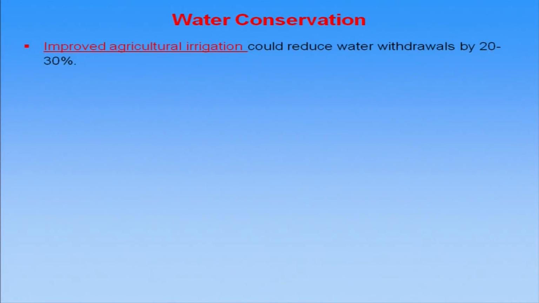So in terms of water conservation, we should improve certain things to have better management of the groundwater. So improved agricultural practices, that is irrigation, could reduce water withdrawal by 20 to 30%.